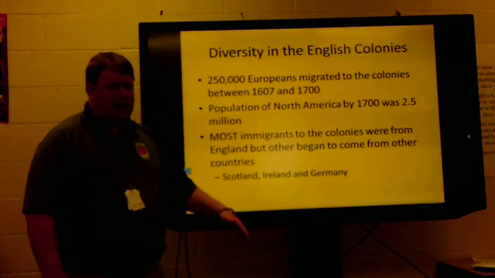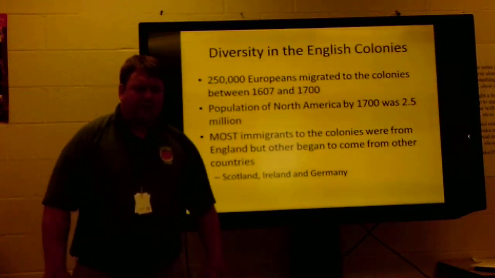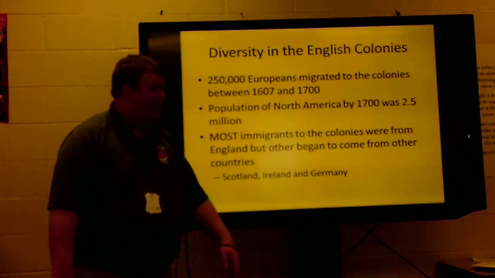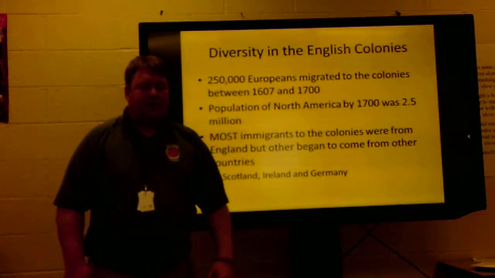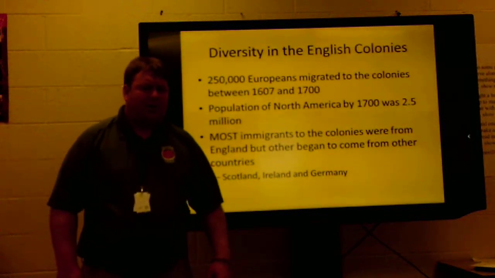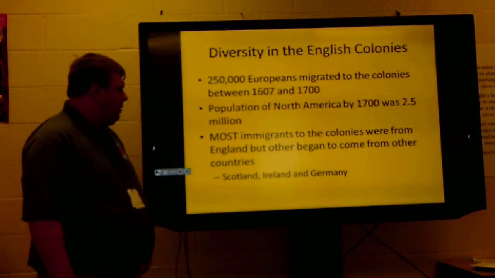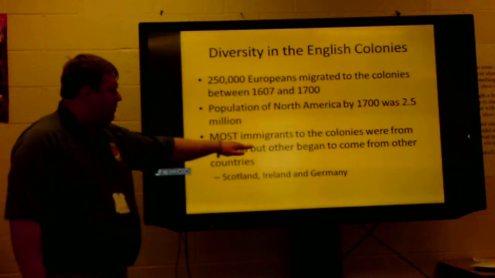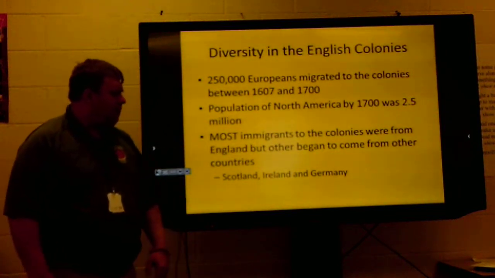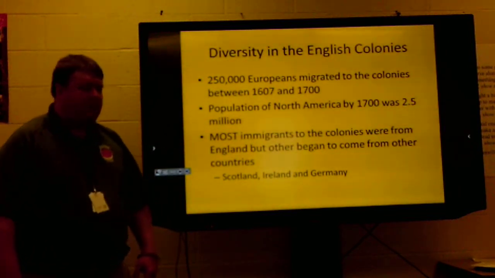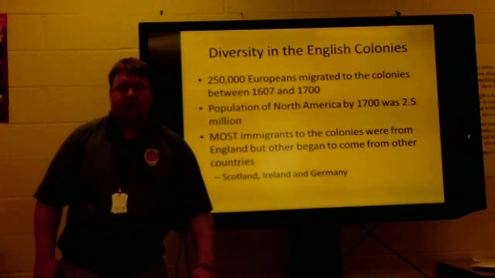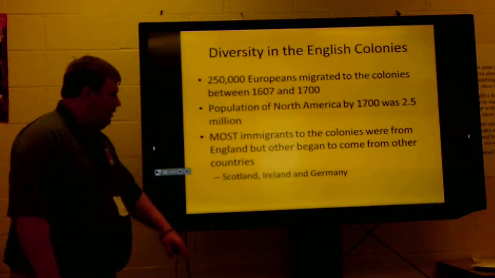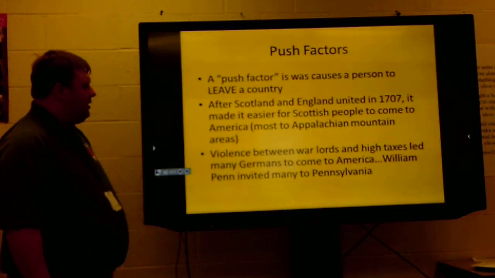So that's a lot of babies and everything that were had by those families and people that moved in. So to go from 250,000 to 2.5 million in just under 100 years is pretty amazing that that was able to happen. Most immigrants to the colonies were from England, but others began to come from other countries as well, such as Scotland, Ireland, and Germany in particular. So lots of different types of people moving into the colonies.